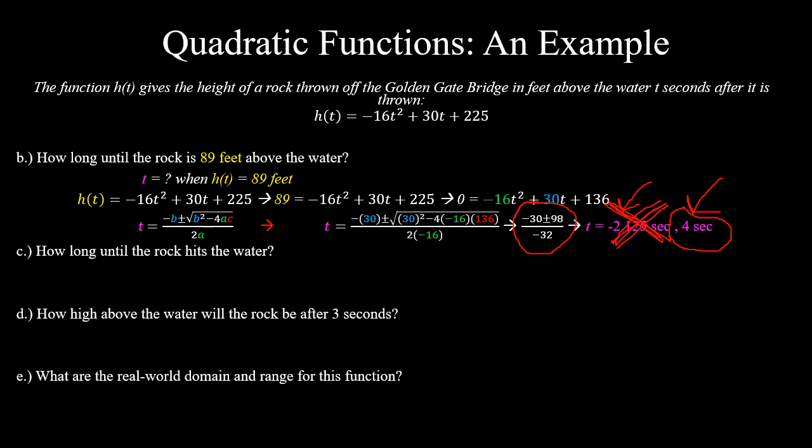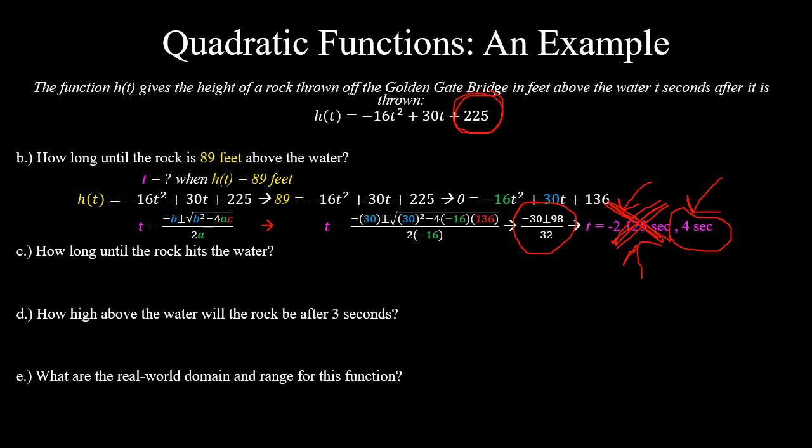It should sort of make sense why we had to get rid of this one. Of course we know we can't have a negative time, so we have to get rid of it. But remember, we started at 225 feet above the water, so we would have to go down, down, down. We'd have to go backwards in time to get to 89 feet. That's what this is telling us. So 4 seconds would be our answer.